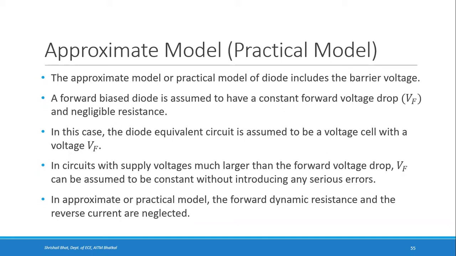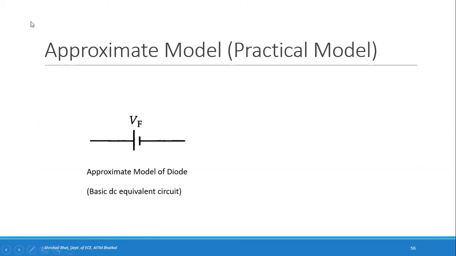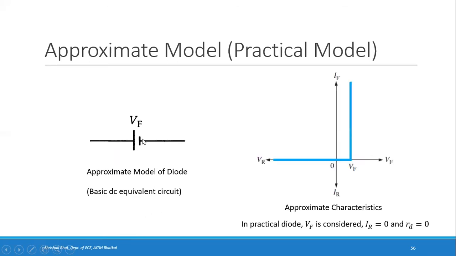In the approximate or practical model, the dynamic resistance and reverse current are still neglected. As we have said, the diode can be replaced by a voltage cell, a DC voltage source of Vf. This is the forward voltage drop. We consider that it is a constant forward voltage drop, and this will be the characteristic of the diode. This is the approximate characteristic of the diode.